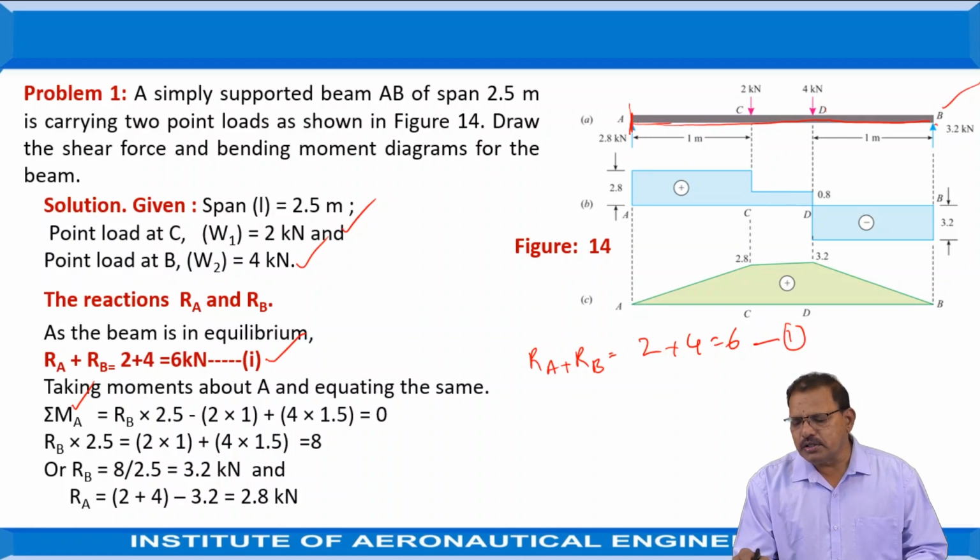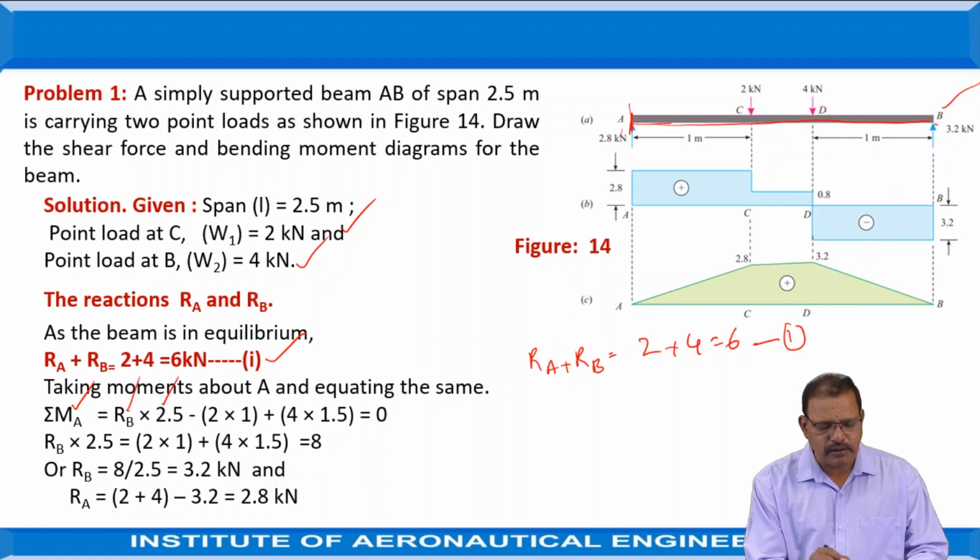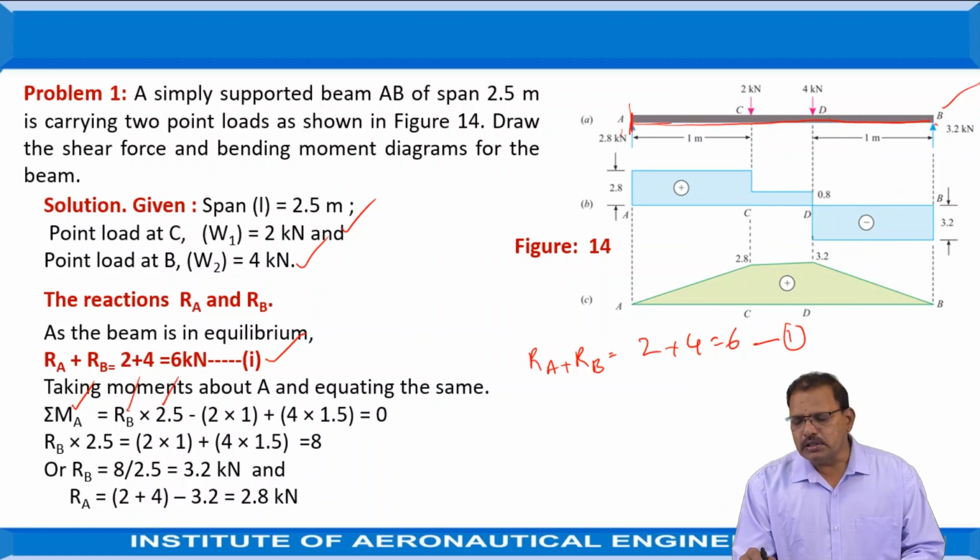RB into the distance between the reference point and the point of application, which is equal to 2.5. RB into 2.5, minus the 4 kilonewtons acting in the clockwise direction, negative. Hence here 4 into the distance between D and A, which is equal to 1.5. And one more is negative, and 2 kilonewtons is there. Again it tends to rotate the body in the clockwise direction. Again negative 2 into 1.